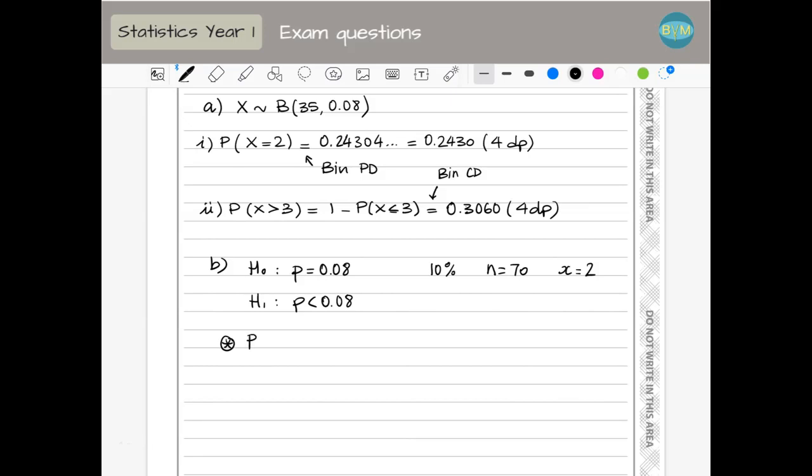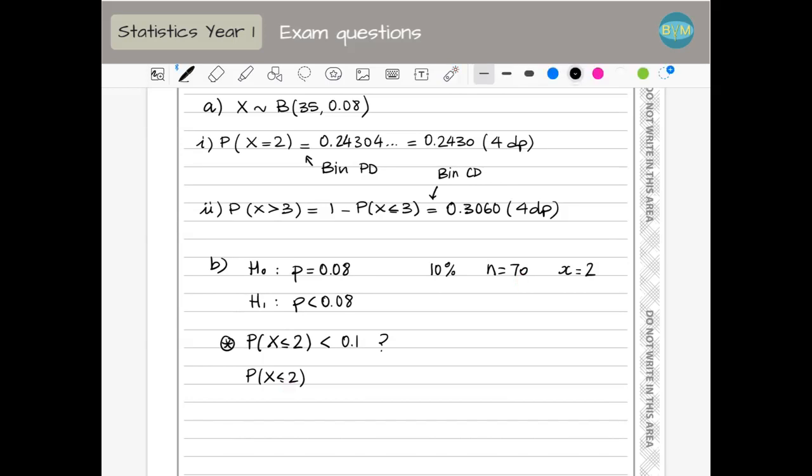We are going to check the probability of X being smaller or equal than the observed value, which is 2, and see if this is smaller than the significance level, which is 0.1. So if we go to the calculator, be careful, because n is 30, and in the calculator it's likely that you have 35 from the previous question. So n is 30, x is 2, binomial CD again.